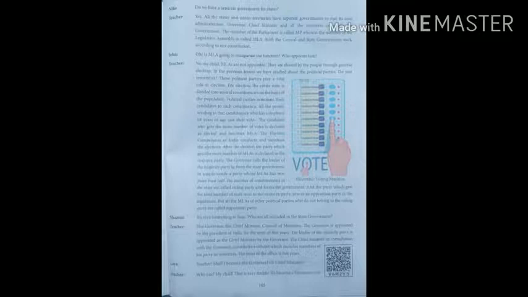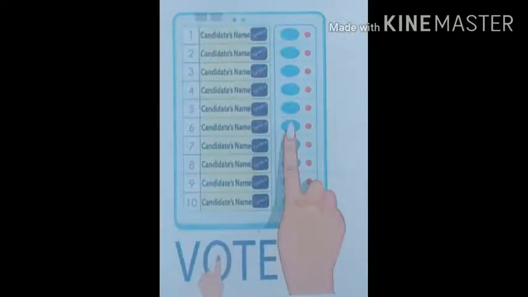Then John asked the teacher, oh, is the MLA going to inaugurate the function? Who appoints him? The teacher answers, no, my child, MLAs are not appointed. They are elected by the people through general election. In the previous lesson, we studied about political parties. Do you remember, students? These political parties play a vital role in elections.